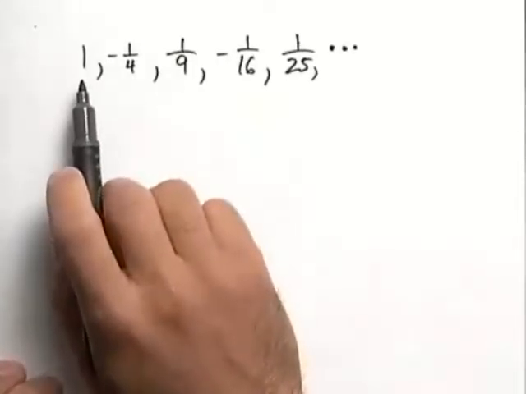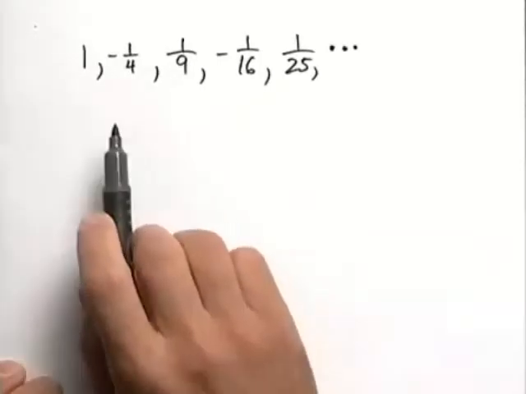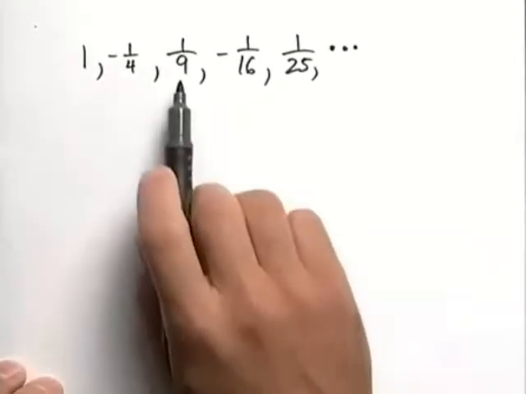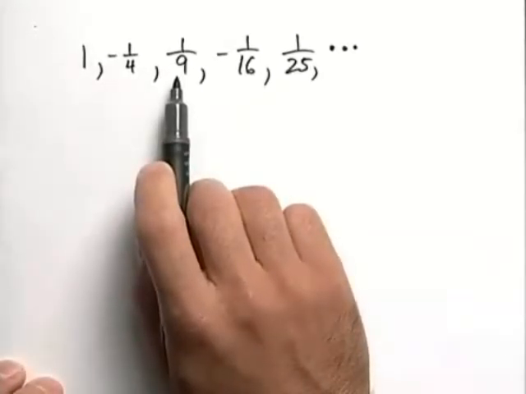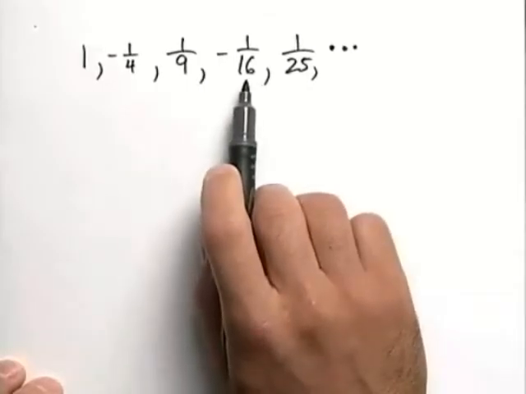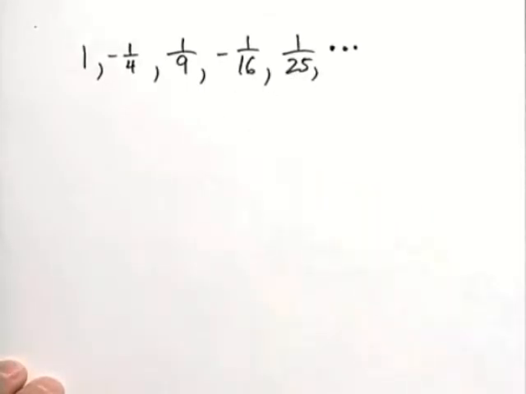Now that we've done all the work, let's look at our sequence written in one place. We have a sub 1 equaling 1, a sub 2, a -1/4, a sub 3, a positive 1/9, a sub 4, -1/16, and our fifth term, a sub 5, as 1/25.